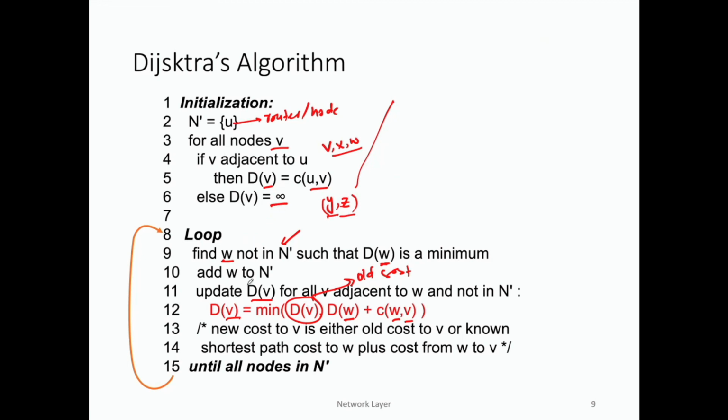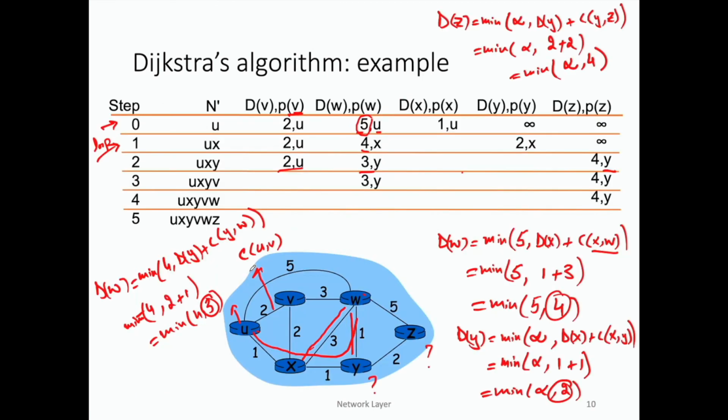Then we enter a loop, and we try to find a node not in N such that the cost to reach that node from u is minimum. So we added x into N, and then we try to calculate the cost to all the other destinations. And then again, we'll keep doing it. We'll keep finding nodes not in N such that the cost to reach that node is minimum, and we'll try to update the cost to reach specific destinations. Okay, right?